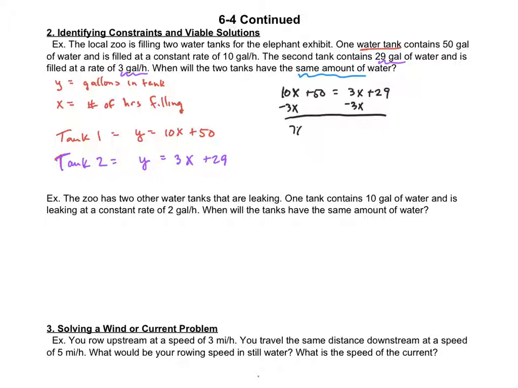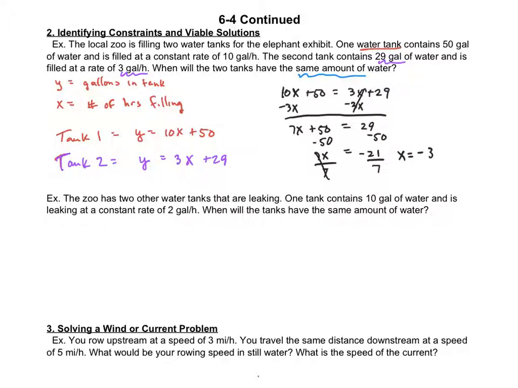And doing our inverse operations, I'm going to go ahead and minus 3x on both sides. And that's going to give me 7x plus 50 equals 29, and minus 50. Looks like 7x is going to be equal to negative 21, and oops, x is going to be equal to negative 3.